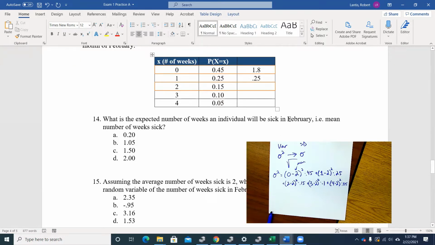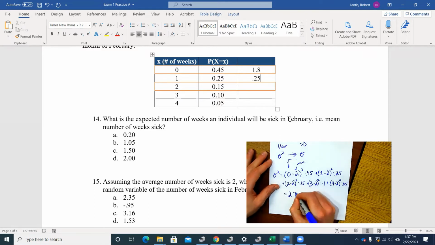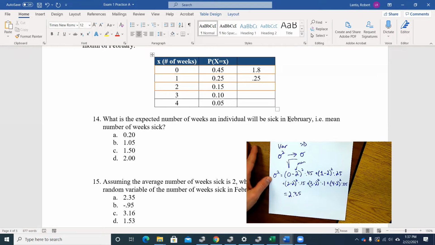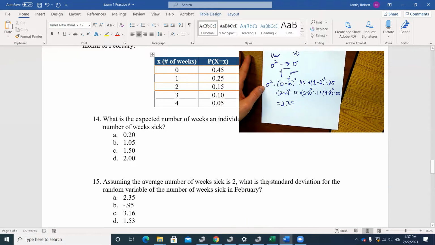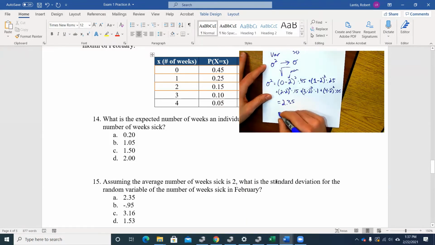Any questions on that one? So if we get this all into our calculator correctly, we should get 2.35. So we circle A and we're done, right? What did I just calculate? I calculated the variance. What did the problem want? Standard deviation. So the only other thing I have to do here is take the square root. That would give me my standard deviation. That's the 1.53-ish, okay, rounding to the second decimal.